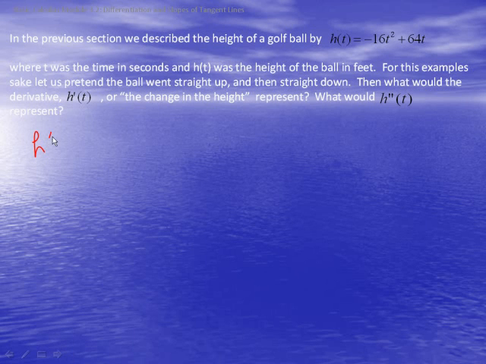Well, the first derivative is going to represent the change in height. And what would the change of height be called? We would either call it speed or velocity. So let's use speed here. And then we would take the derivative of that, which would give us h double prime, and that would be the change in speed. And we would call that acceleration.